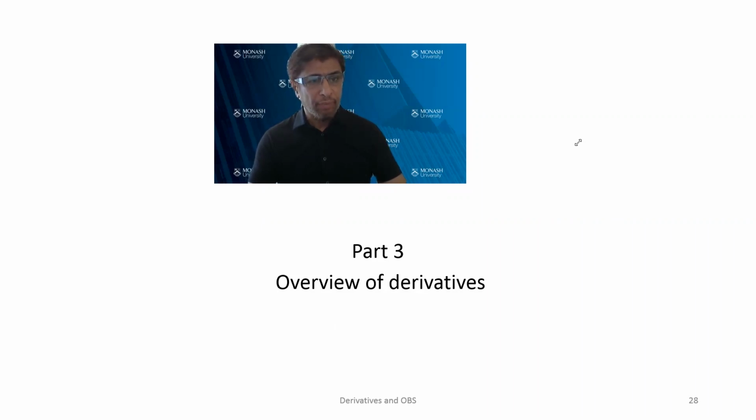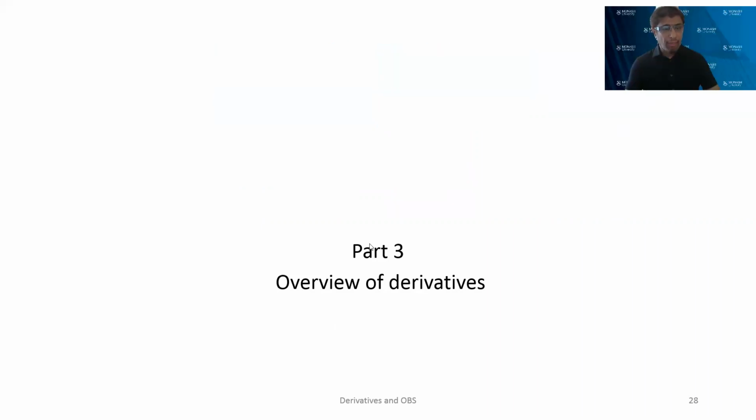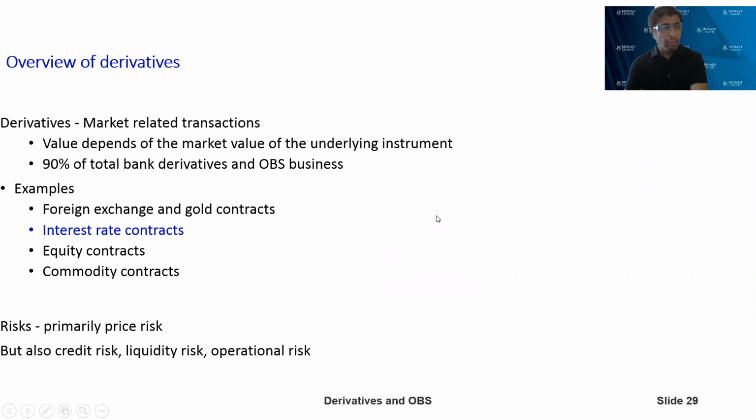Let me now go to the types of derivatives. Derivatives are a market-related transaction, as I mentioned, because OBS is non-market-related. So the value depends on the market value of the underlying assets, like the changes in the exchange rate, the interest rate, the equity market, or even the commodities. 90% of total bank derivatives and OBS is actually in this work of derivatives. Now, we can have contracts for foreign exchange and gold contracts, interest rates, equity contracts, and commodity contracts.